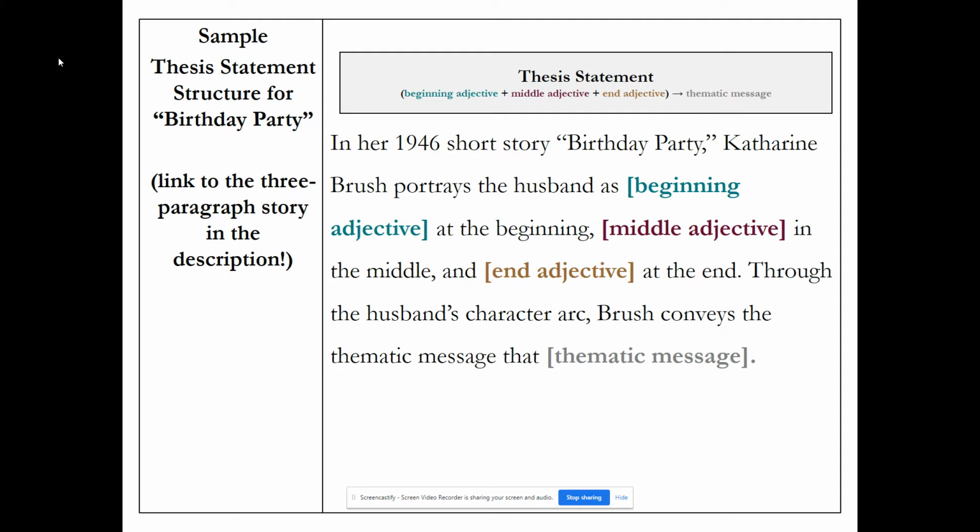There's actually a link to the story in the description of this video, so you can click on the story. The story is literally 3 paragraphs long. The essays about this story are longer than the story itself.